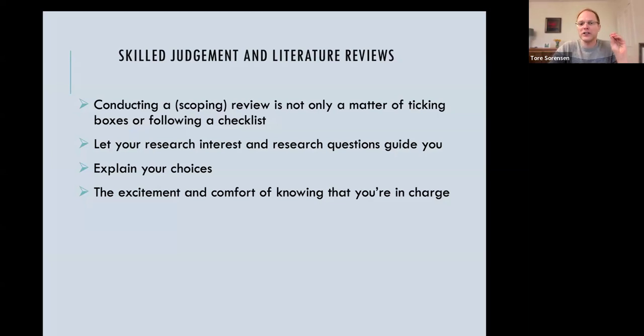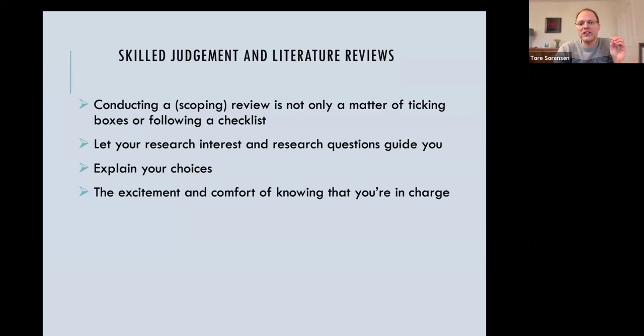The importance of skilled judgment. Always considering how can you explain your choices? And often it's not so easy. There are so many assumptions that we make. But trying to explain, what are you doing? And often when I have been marking student assignments, and often when I read research articles, these choices are not explained in much detail very often.